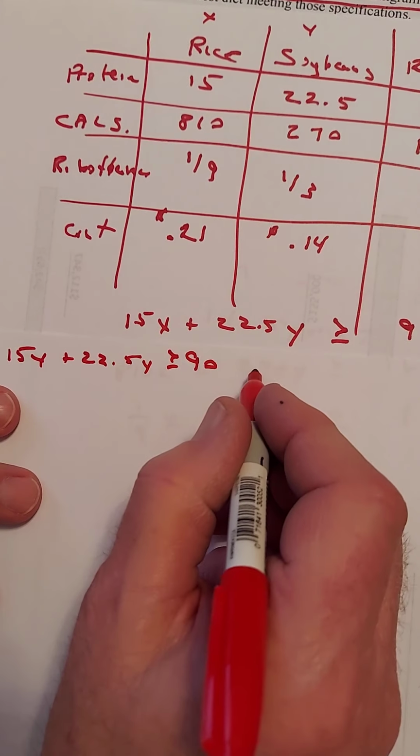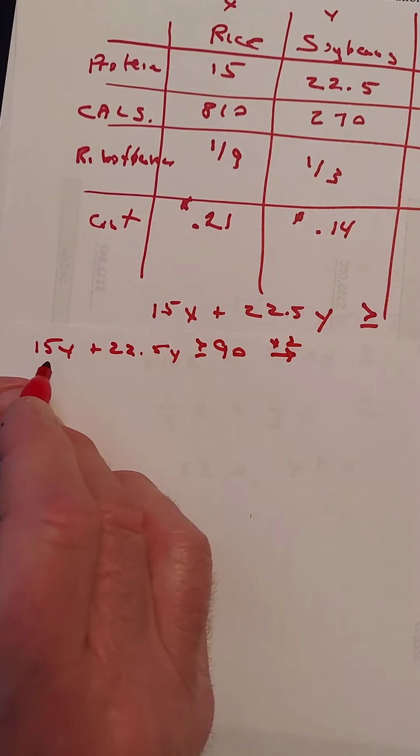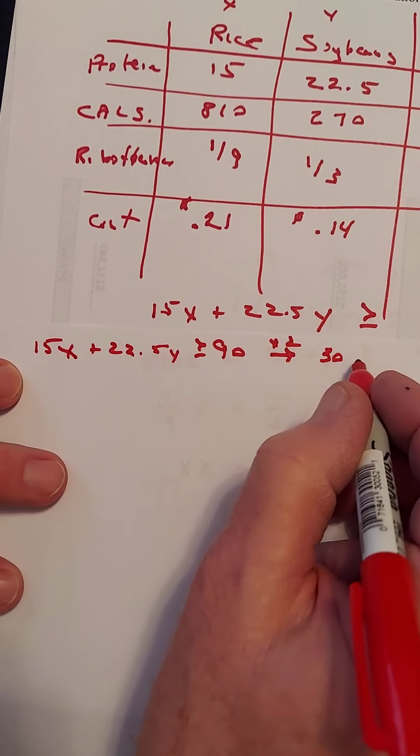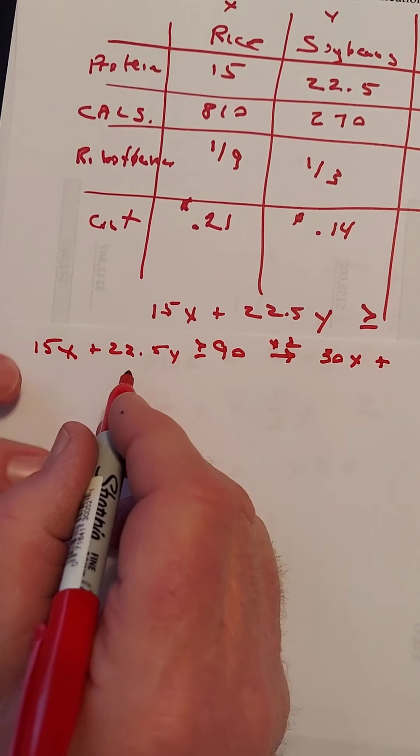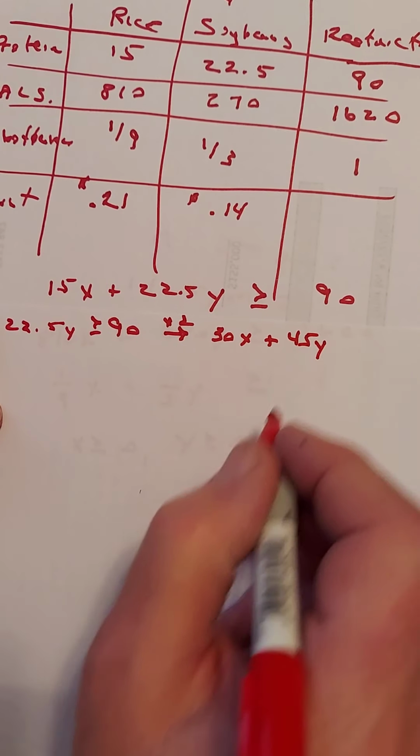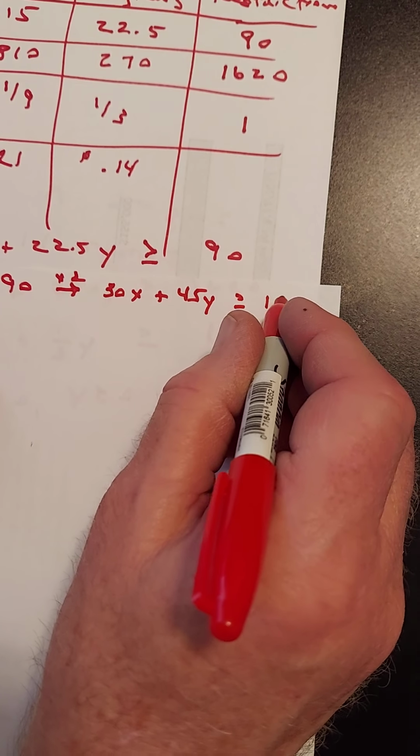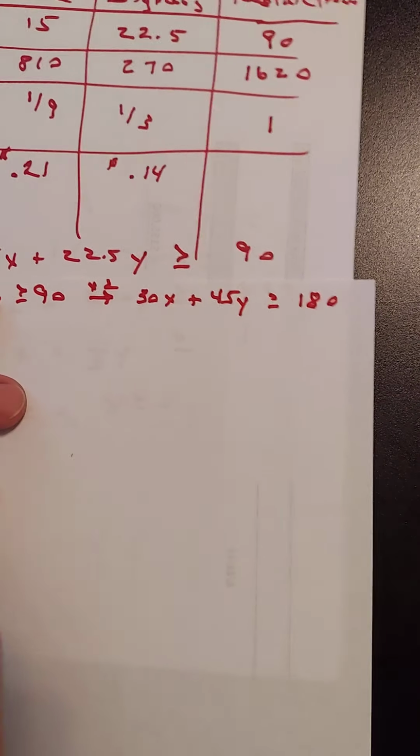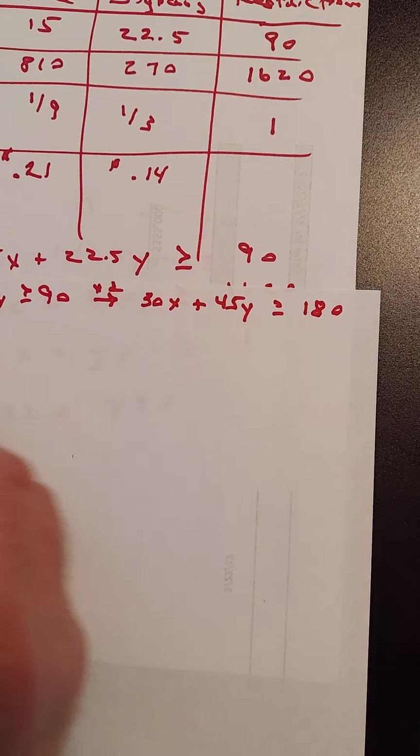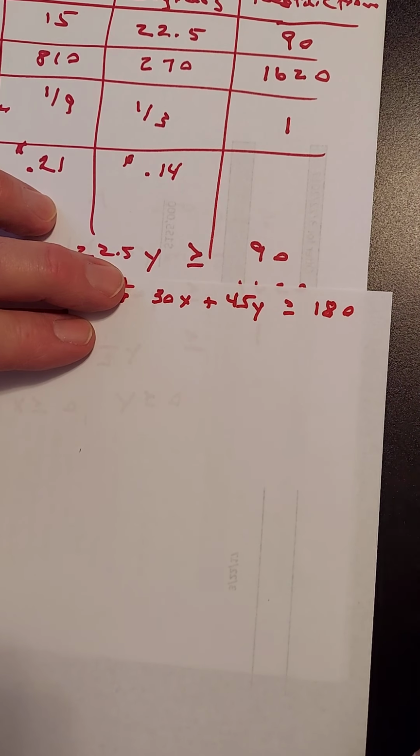I could multiply by 10, but how about we multiply by 2? So 2 times 15 becomes 30. That was x. Plus, if you take 2 times that 22.5, that's going to be 45y greater than or equal to 180. Now, what I did, I took the equation that was up here, and it was awkward because of decimals, so I took that equation from up there, and I changed it to something with nice whole numbers.